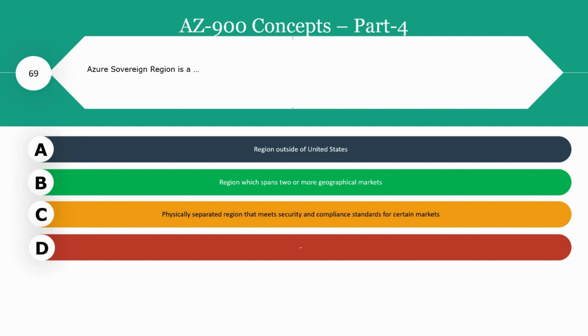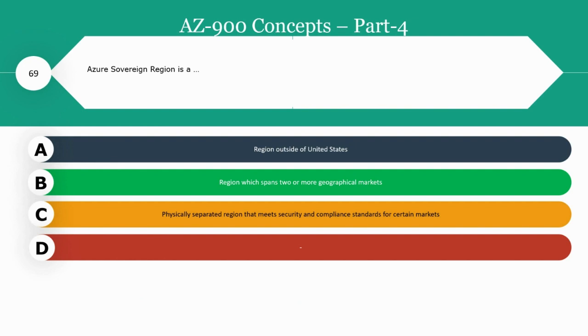Next question is Azure sovereign region is: option A, a region outside of United States. Option B, a region which spans two or more geographical markets. Option C, a physically separated region that meets security and compliance standards for certain markets. So sovereign region, and they are talking about a physically separated region that meets security and compliance standards. So that will be the correct answer.